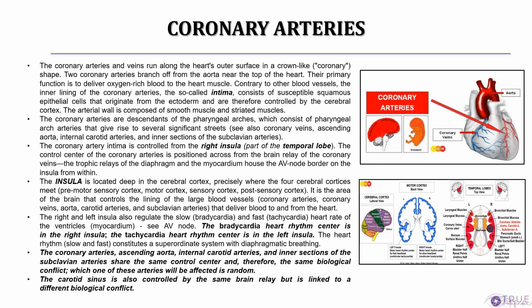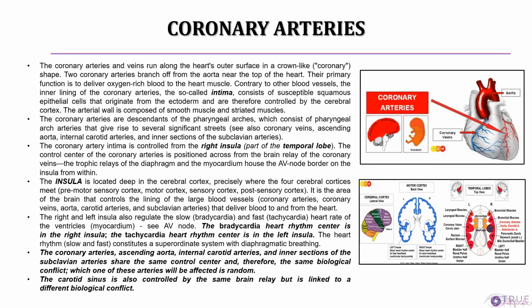Contrary to other blood vessels, the inner lining of the coronary arteries, the so-called intima, consists of susceptible squamous epithelial cells that originate from the ectoderm and are therefore controlled by the cerebral cortex. The arterial wall is composed of smooth muscle and striated muscles.